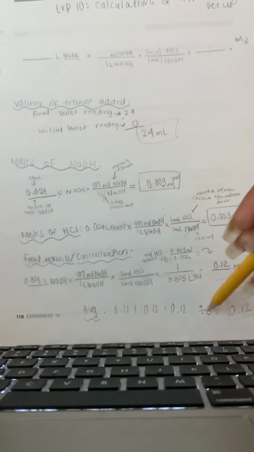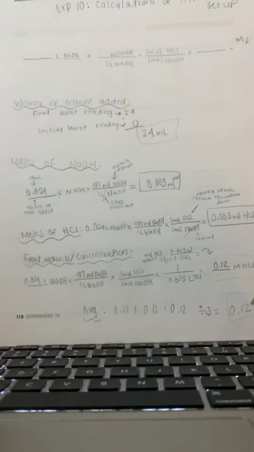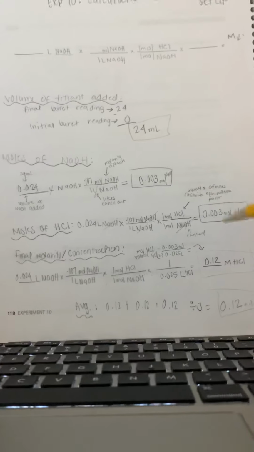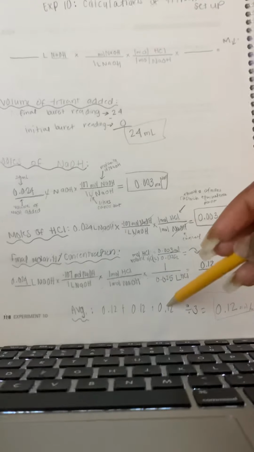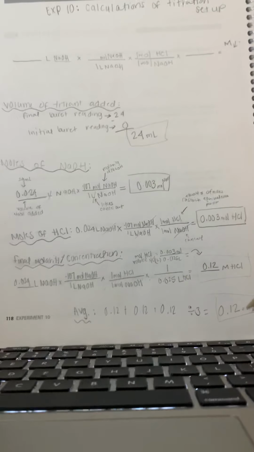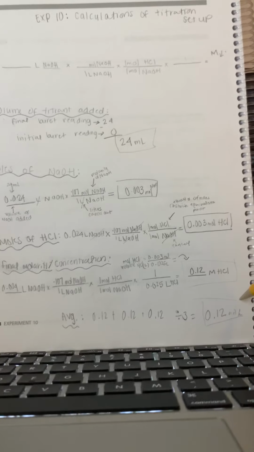Any time we do that and divide by the same amount of numbers, we're going to get the same number that we started with if we did the equation correctly. We did the math out, and here we got 0.12 moles per liter.